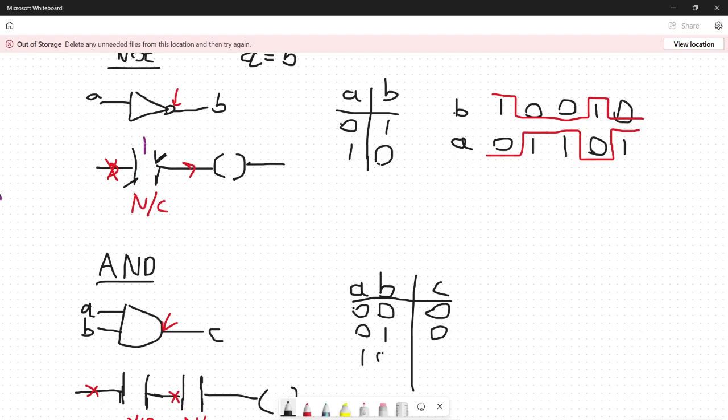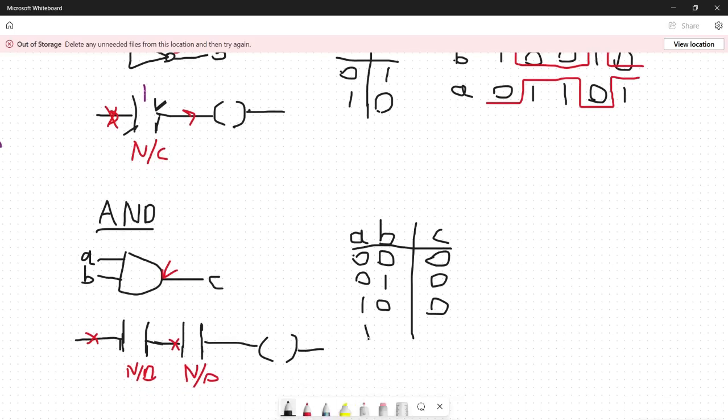If A is 1, B is 0, then this is going to be 0 because we need both of them. And finally, we're going to look at 1, 1, when both A and B have a signal of 1 going through them. And that's when we'll get an output of 1. And this can work with as many inputs as you want. So if we have 3 inputs, it'll only work when A, B, C are all 1. And your truth table will have 7 zeros and 1 one.